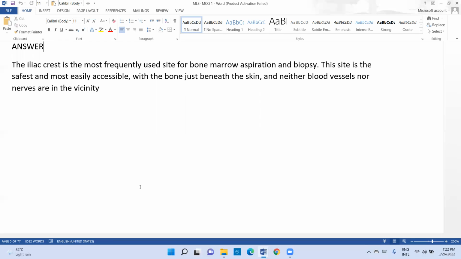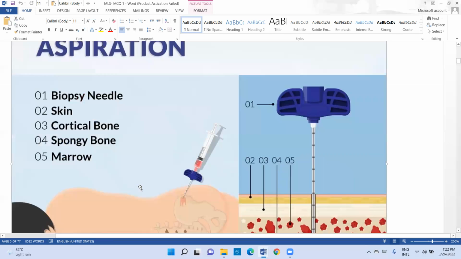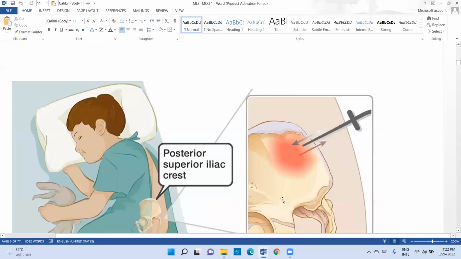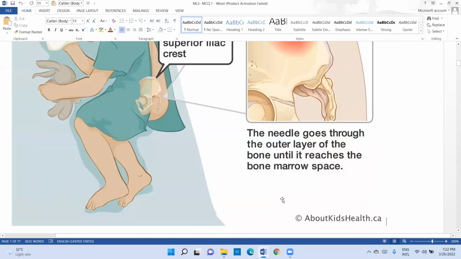We'll go to some pictures and see. This is the biopsy needle and skin. Puncture the skin and go to the bone marrow. So you go through the subcutaneous tissue and then to the bone marrow. This is the bone marrow needle. This is the area, the iliac crest.